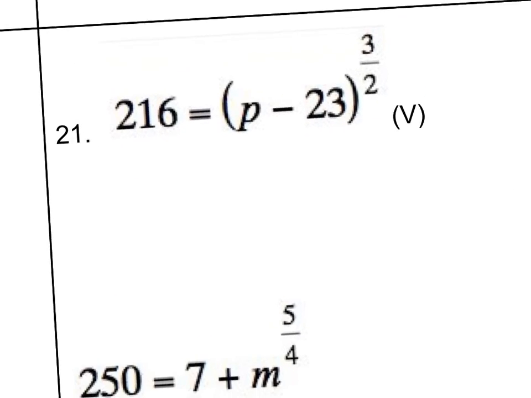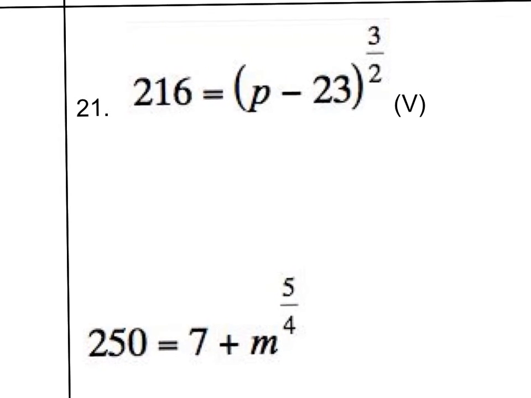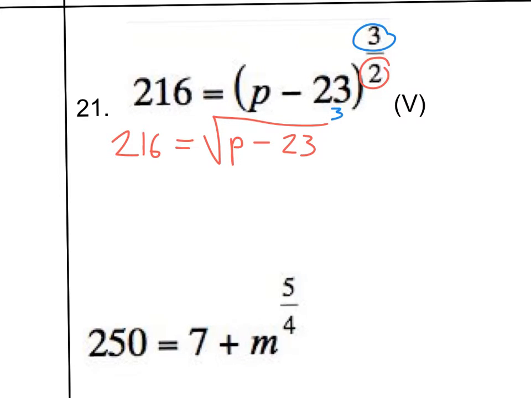And then number 21. We've got 216 equals p minus 23 all to the 3 over 2. We've already got the weird thing by itself, so what we're going to have to do is rewrite this as a radical. So we get 216 is equal to, that tells me we got a square root of p minus 23, and that's going to be to the 3rd power.